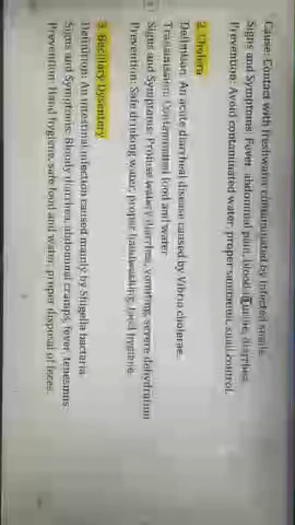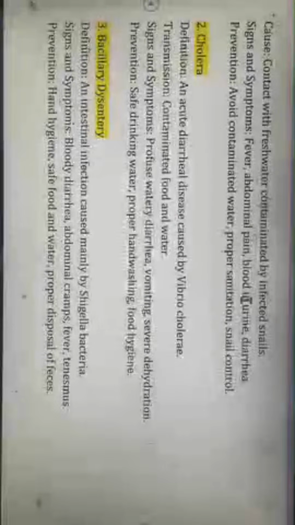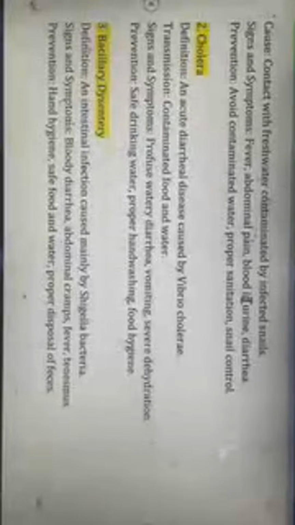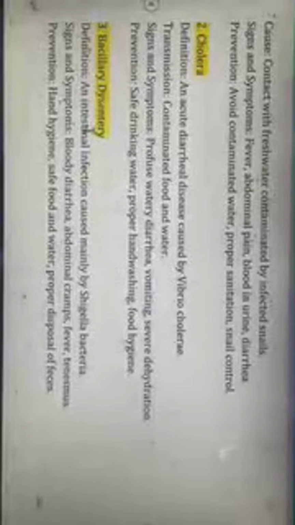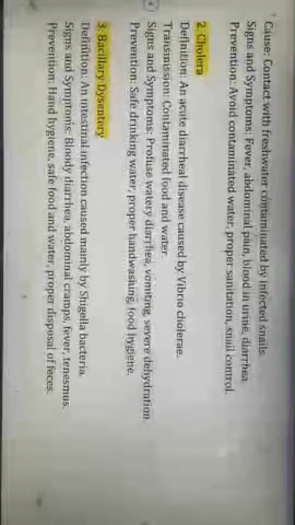So when a patient comes with certain signs and symptoms, you should know that probably it is as a result of what? This disease condition. So number two is what? Cholera, an acute diarrhea disease caused by Vibrio cholerae. So transmission, it is gotten through contaminated food and water. Signs and symptoms: profuse diarrhea, vomiting, severe dehydration.